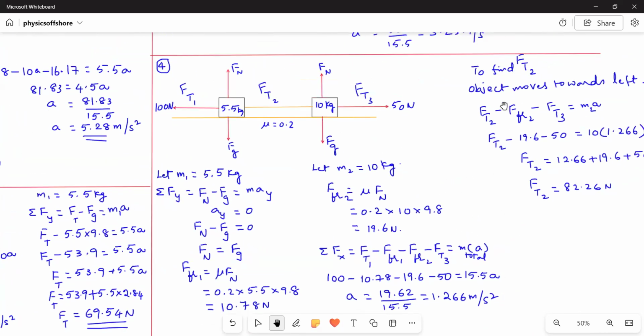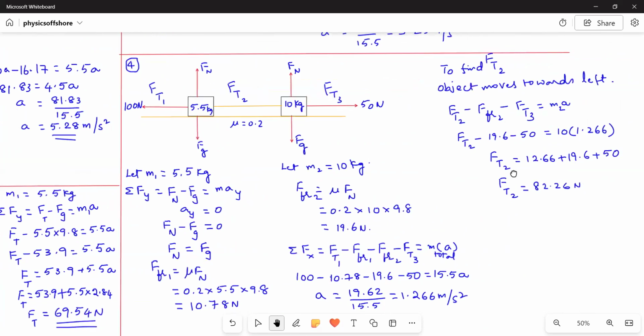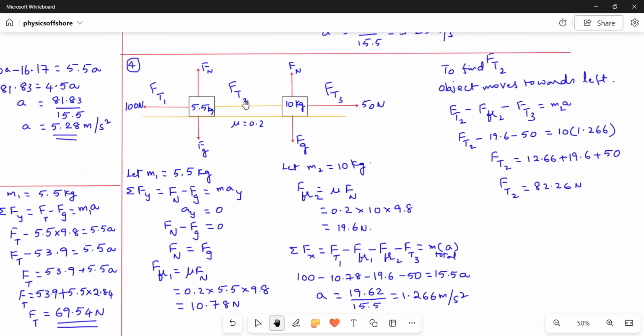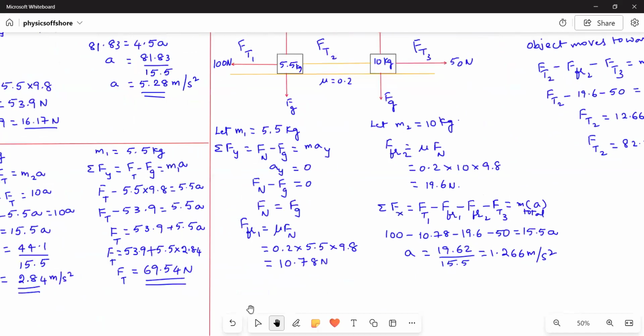Now to find Ft2, the object moves towards left. So Ft2 minus F friction 2 minus Ft3 is equal to M2A. The object is moving towards left now. So Ft2 minus F friction 2, which is 19.6, and Ft3, which is 50, is equal to mass M2, 10 kilograms, times acceleration 1.266. Therefore, Ft2 is equal to 82.26 newtons. This is the answer for the fourth bit.